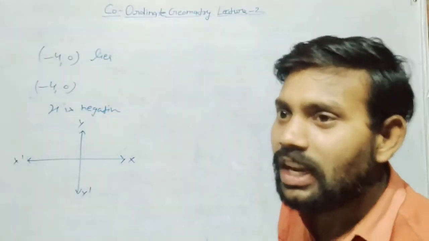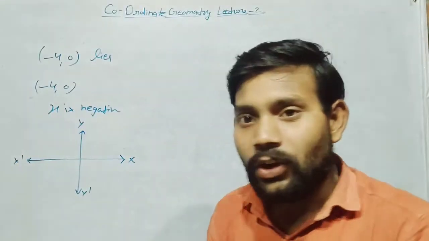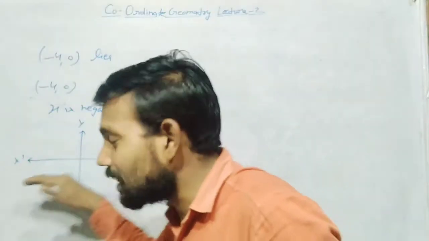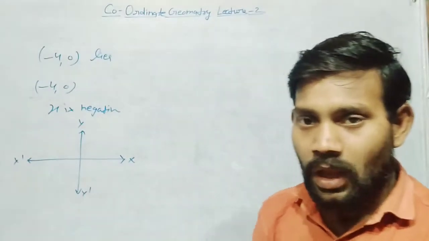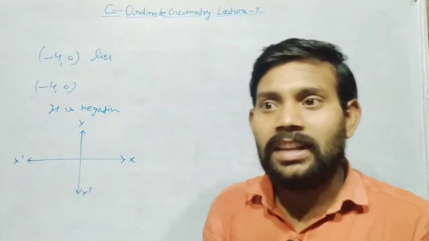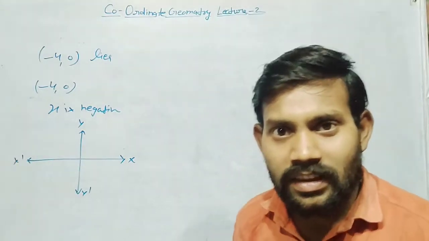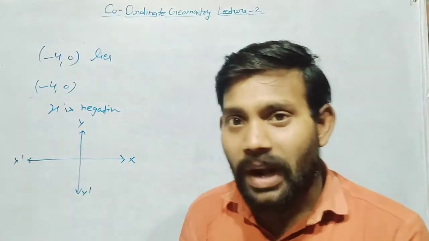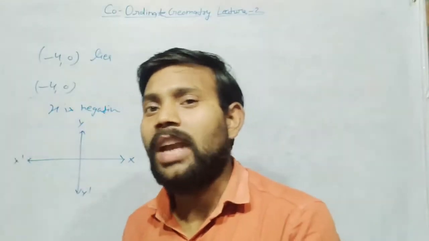Whenever x is negative or positive but y is neither negative nor positive, that means the points are on the x-axis. When y is 0, then we can say the point lies on the x-axis. In this case, if x is negative, the point lies in the negative direction of the x-axis, but if x is positive, then the point lies on the positive direction of the x-axis.